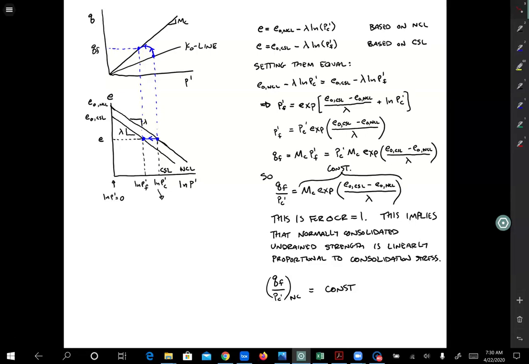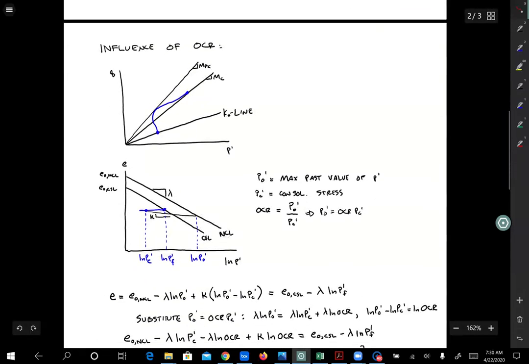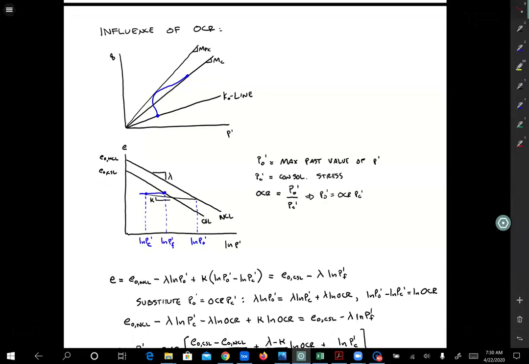Okay. Now let's go and talk about the influence of overconsolidation ratio. So what we'll do now, we've consolidated to some maximum past pressure, we'll call it P naught prime, and then we unload along the unload-reload line to a new consolidation pressure, ln P prime C, right? So P prime C is the current consolidation pressure that the soil is experiencing. And so we've gone down that lambda line to get to the maximum past pressure, and then we've unloaded along another line, kappa, and kappa is linearly proportional to C sub r. And so we're starting at this point.